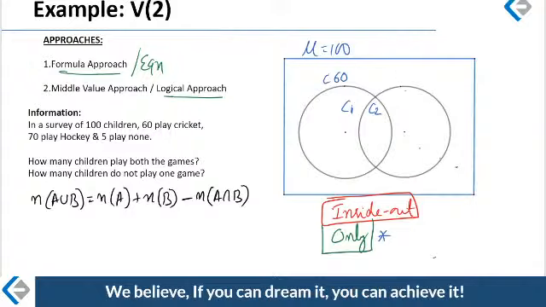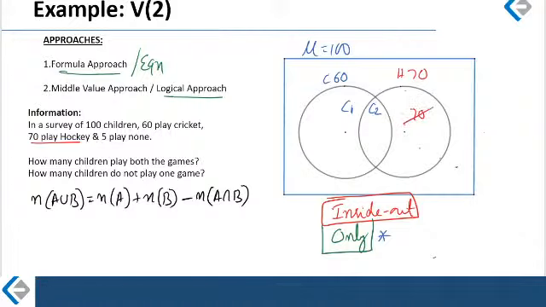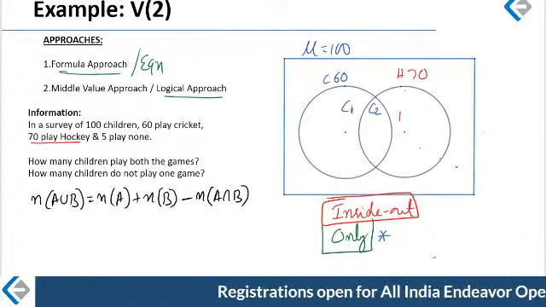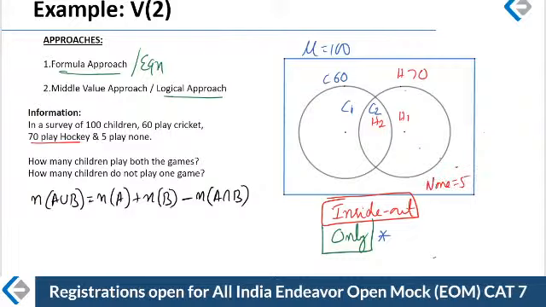Here, second point, 70 play hockey. Again, I don't write it here, because if I write it here, it becomes only hockey. Hockey 70 implies that some people play only hockey, but some people may be playing a little more than hockey as well. And 5 play none, so none would be here.